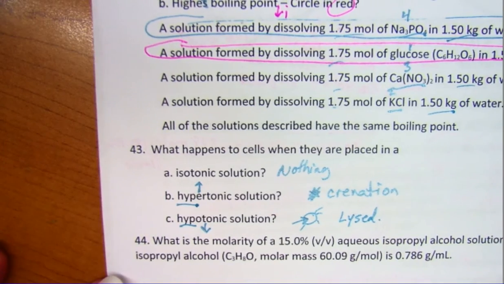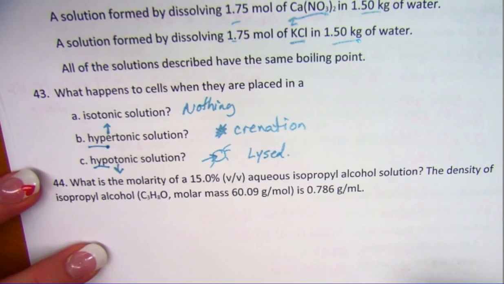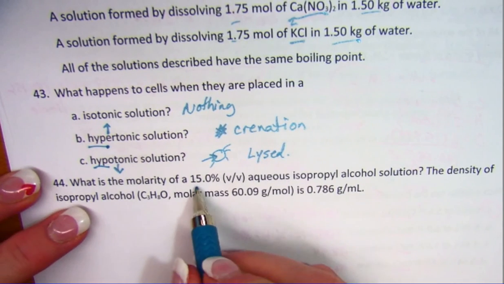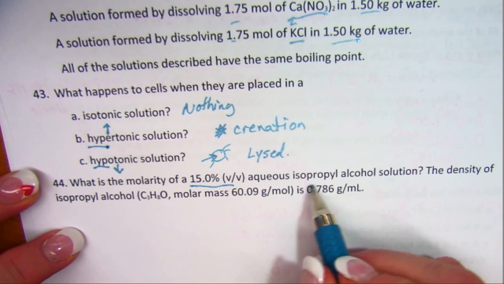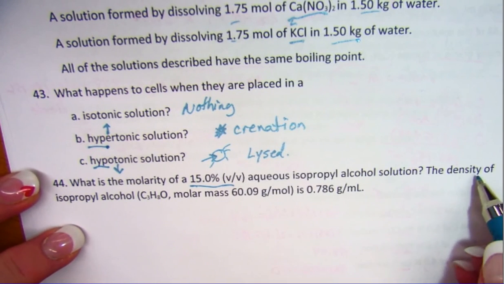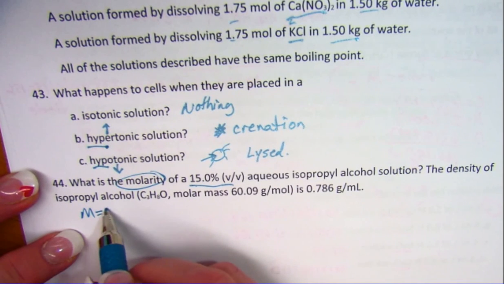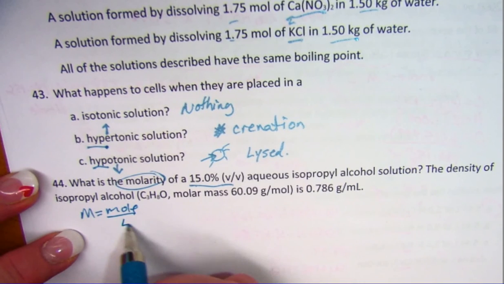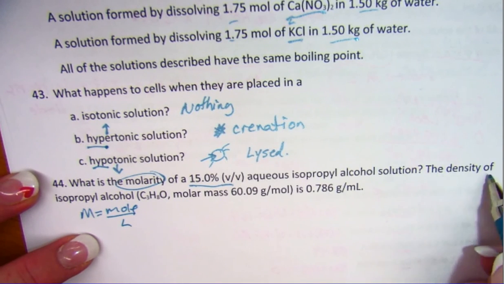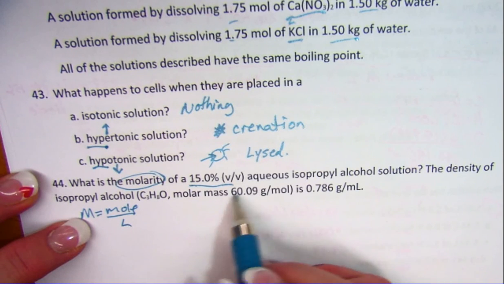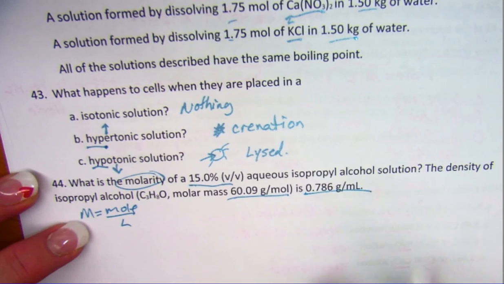Okay, bottom one here. What is the molarity? Again, what is the molarity of this isopropyl alcohol solution? So we're looking for molarity. Molarity is moles per liter. We've got volume to volume. We know the density of isopropyl alcohol is this, and the molar mass is this.